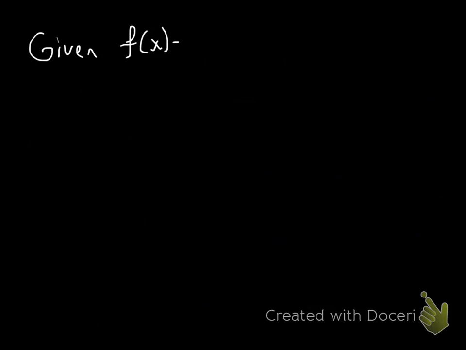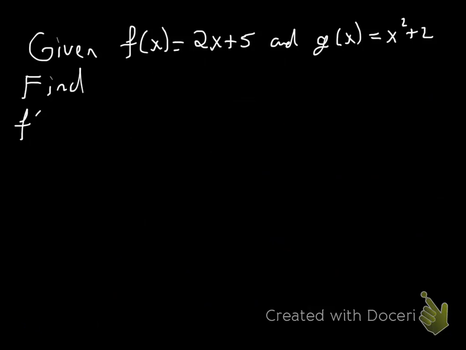So let's look at 2 functions. Let's say we're given f of x is 2x plus 5 and g of x is x squared plus 2, and we're asked to find f of 2. What this means is evaluate the function at 2. It's just very nice shorthand notation. Also, because we're using the letter f, which kind of stands for function, we're told that it's a function by how it's written.